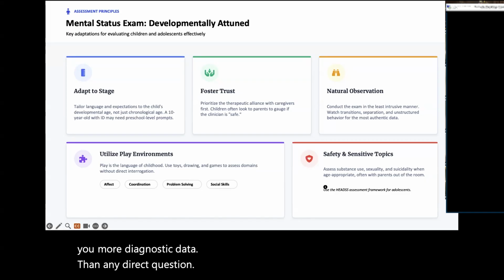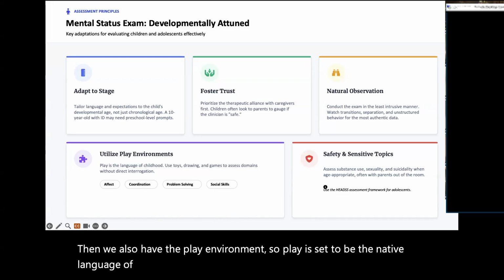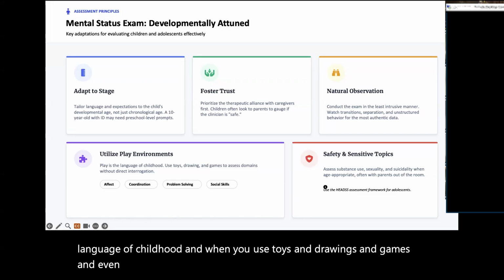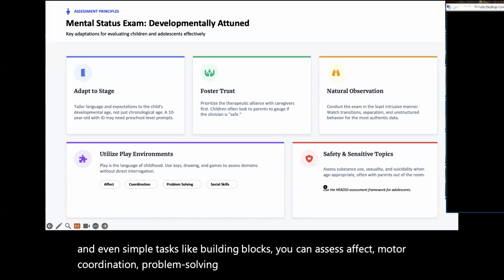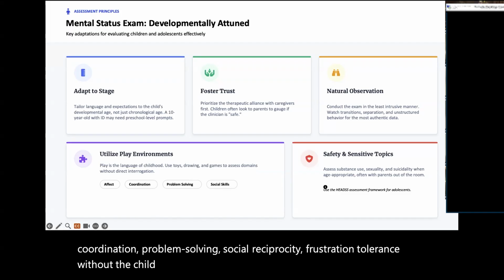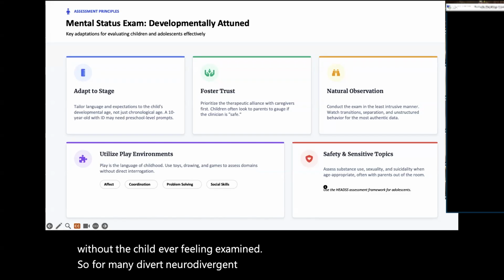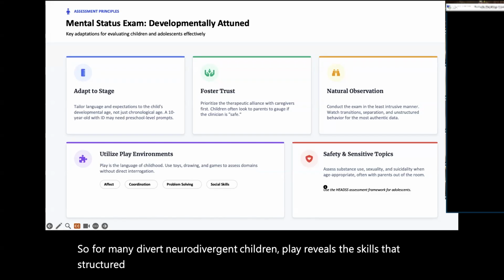Then we also have the play environment. Play is said to be the native language of childhood. And when you use toys and drawings and games and even simple tasks like building blocks, you can assess affect, motor coordination, problem solving, social reciprocity, frustration tolerance, without the child ever feeling examined. So for many neurodivergent children, play reveals the skills that structured questioning may not be able to get at.